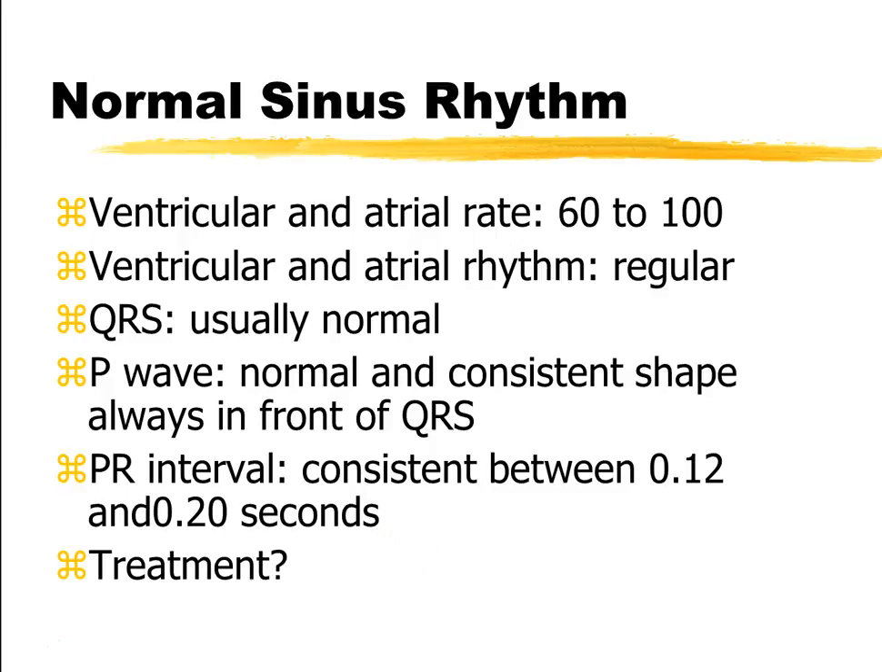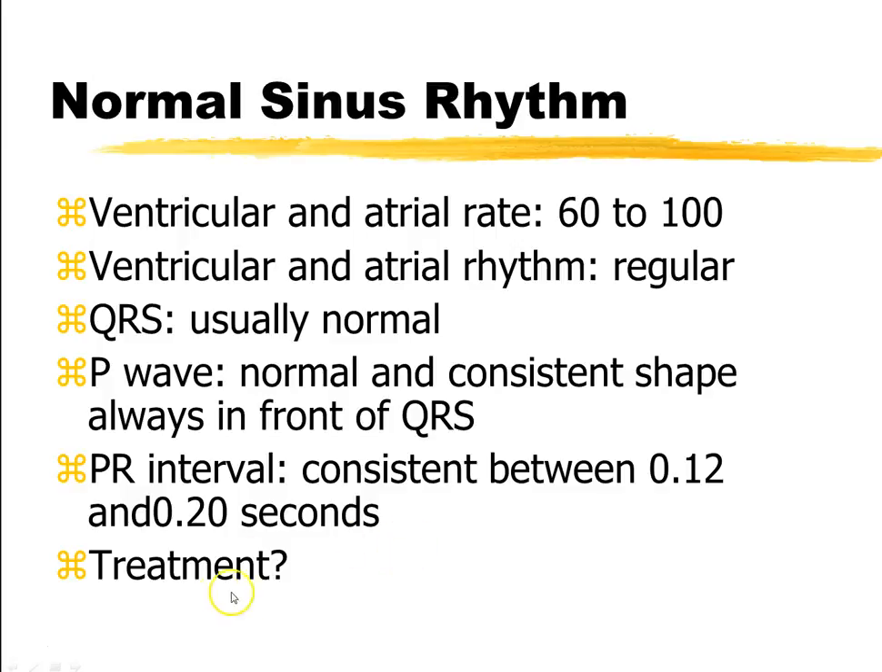So the rate. For it to be a normal sinus rhythm, the rate needs to be in the normal parameters, which is 60 to 100. The ventricular and atrial rhythm are regular and they have to be the same. So the ventricular rate and the atrial rate are the same. QRSs are normally skinny and they look normal. The P waves are normal looking, consistent in shape, and there's always one in front of every QRS. And the PR interval is between 0.12 and 0.2 seconds.